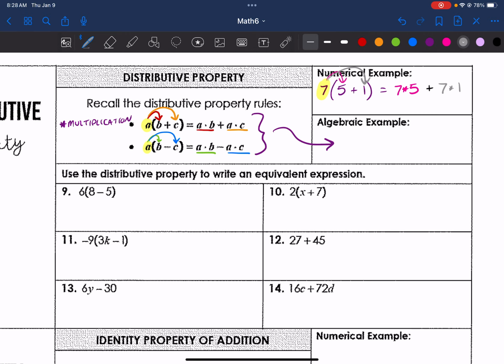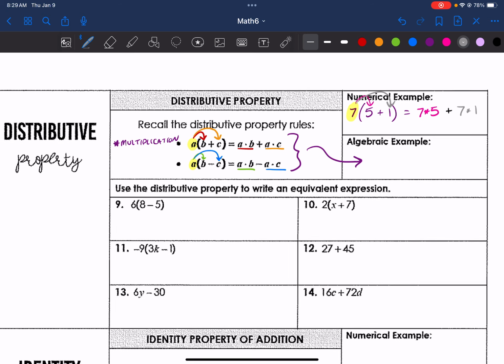But we're also just practicing the distributing part. We're not actually solving this. You could have solved it and gotten 42 as your answer, but that's okay. We're not worried about solving it. We're just practicing using distributive property. So go ahead and try numbers 9 through 14.